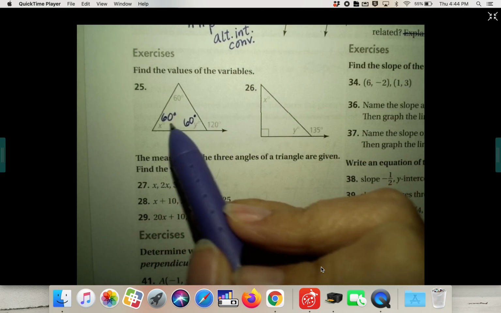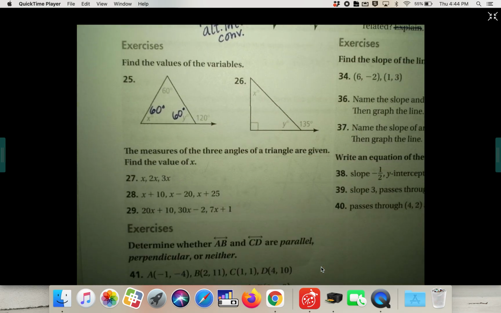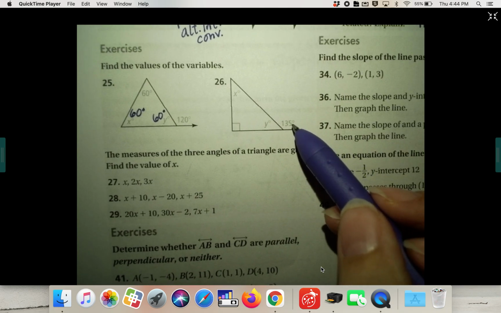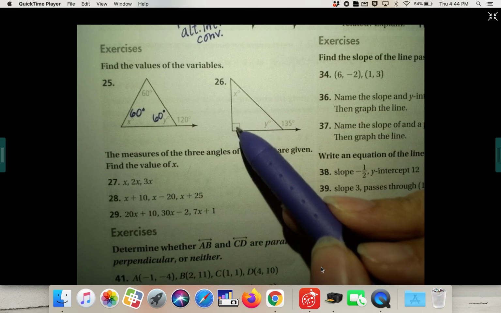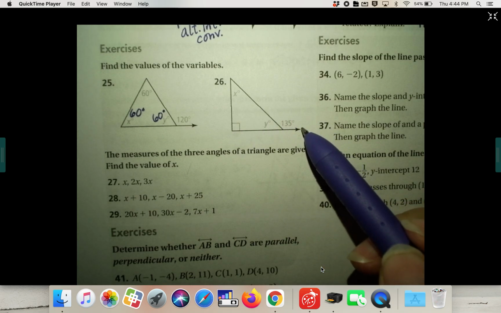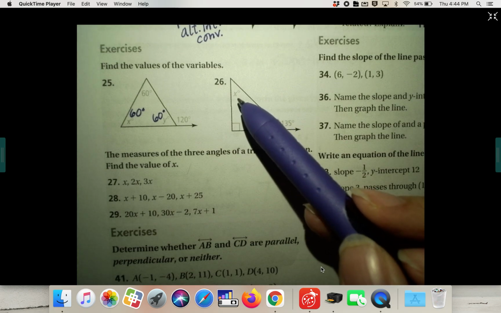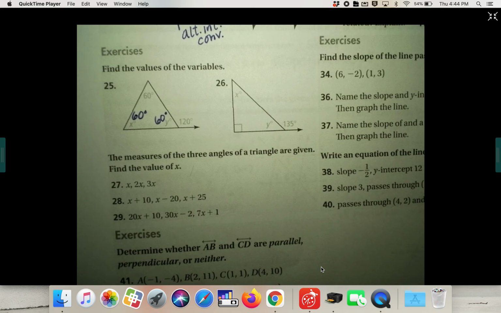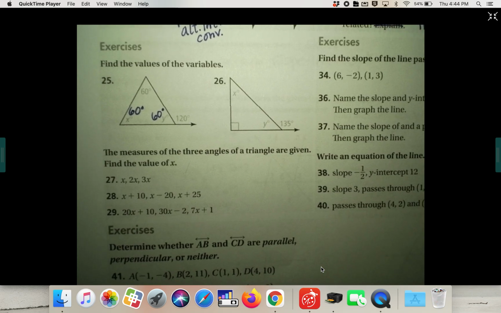So, and also these add up to 180, the interior angles. Okay, number 26. Again, you can do a couple different things. 135 equals 90 plus x, but also y is on a linear pair. And then once you get x or y, you can add them with the 90 and subtract from 180. So several different ways to do this.